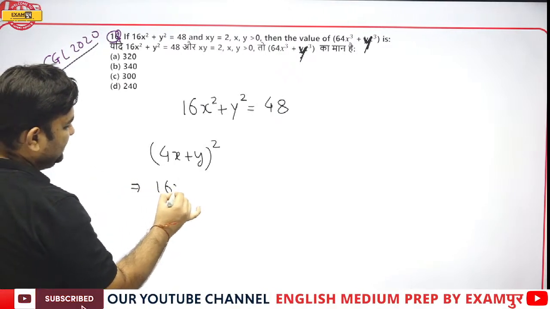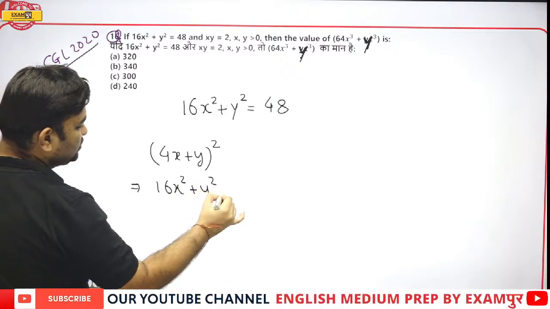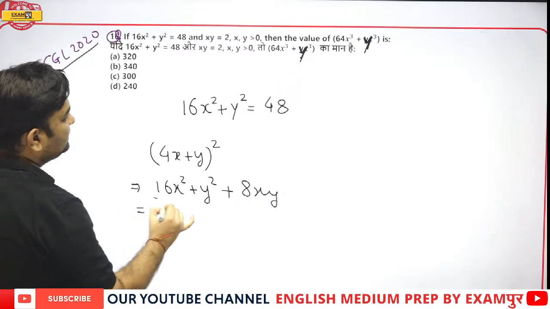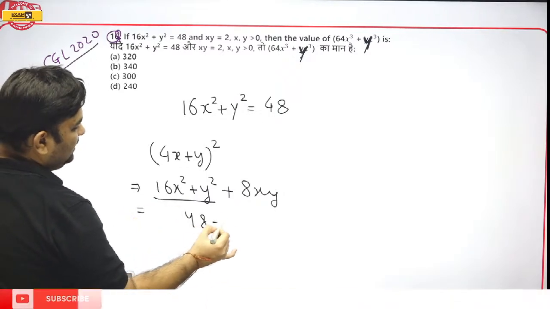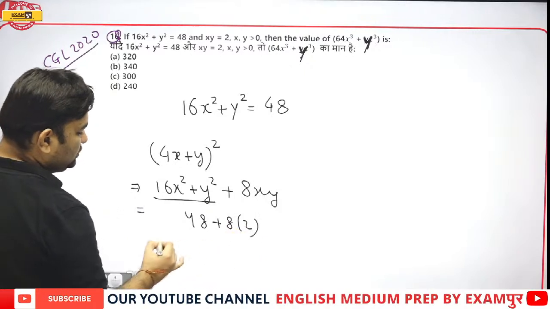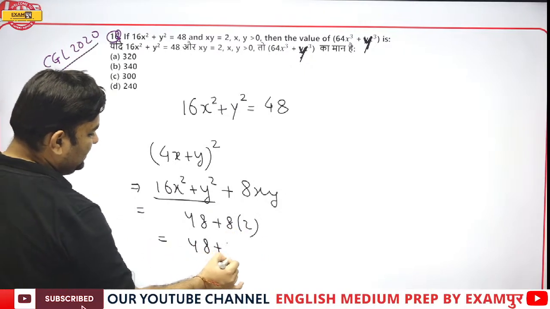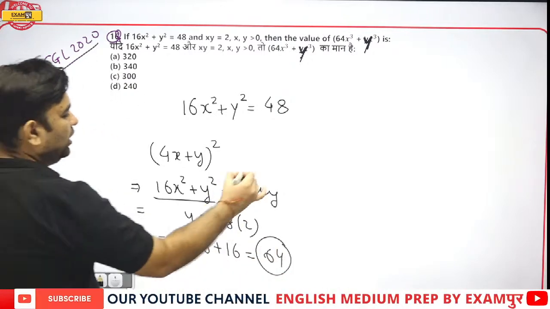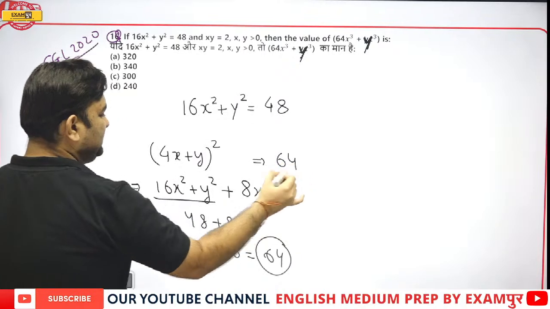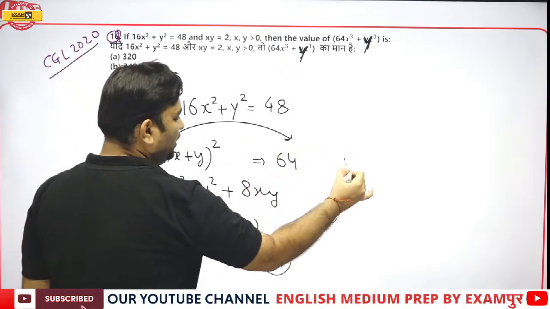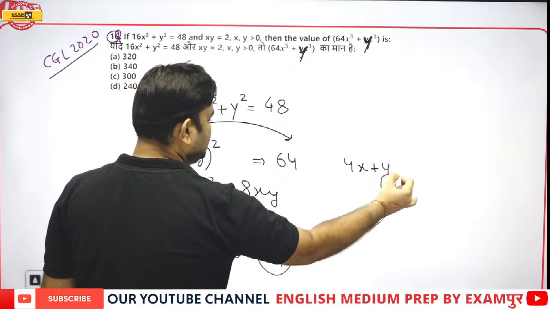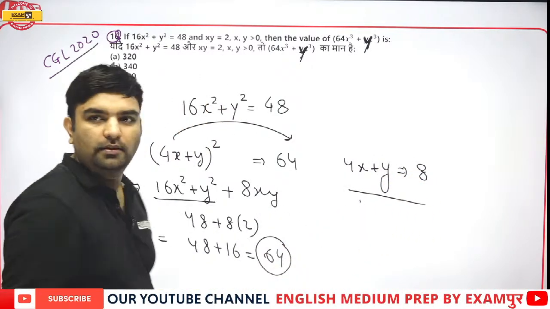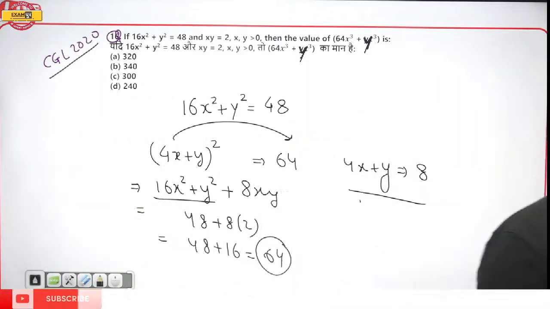It will become 16x square plus y square plus 2ab, 8xy. This is given as 48 and this is given as 2. So 48 plus 16 is 64. So I got to know (4x plus y) whole square is 64. If I take the under root of it, then 4x plus y is 8.